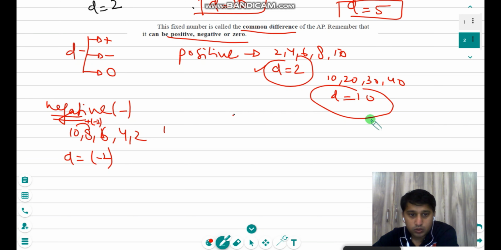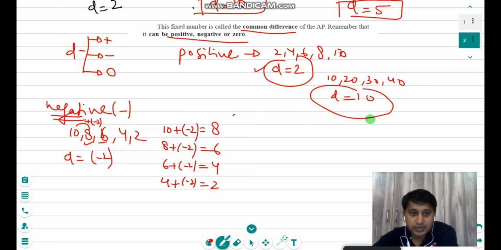Let me explain how. If we add minus 2 to 10, we get 8. Then if we add minus 2 to 8, we get 6. If we add minus 2 to 6, we get 4. And if we add minus 2 to 4, we get 2. And this way it can go on. So here you can say that the common difference is minus 2.